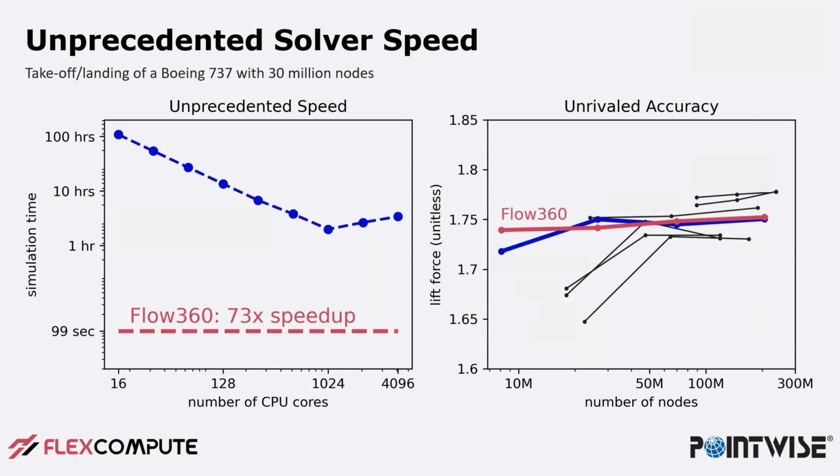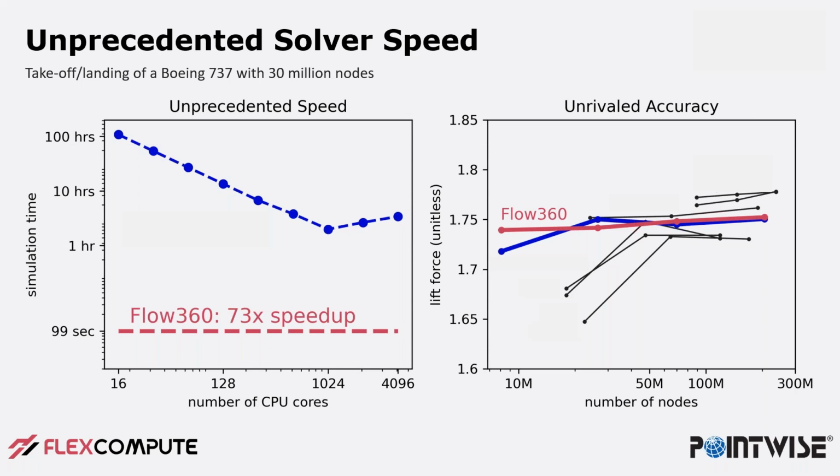On the right-hand side, you can see our Flow 360 giving you the result as a function of the number of nodes, comparing with other commonly used solvers in the market. And particularly, the red is Flow 360 and the blue is Fun3D by NASA Langley.